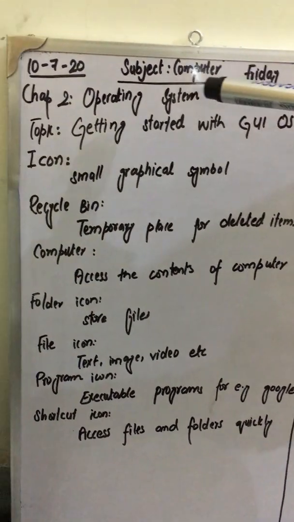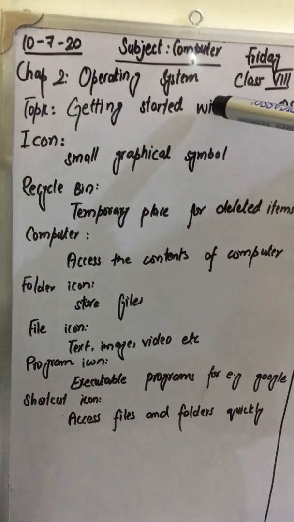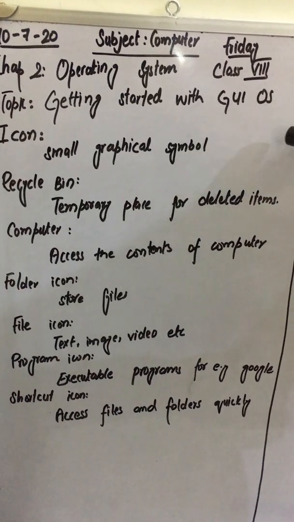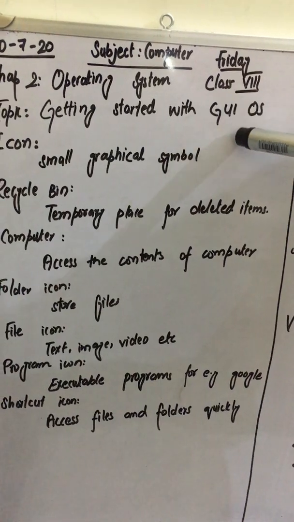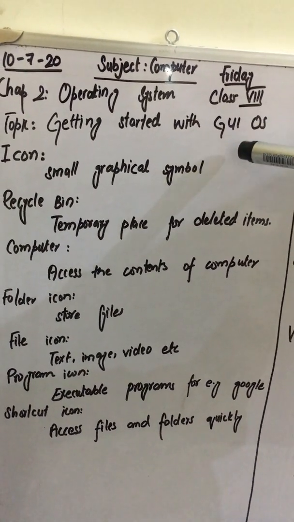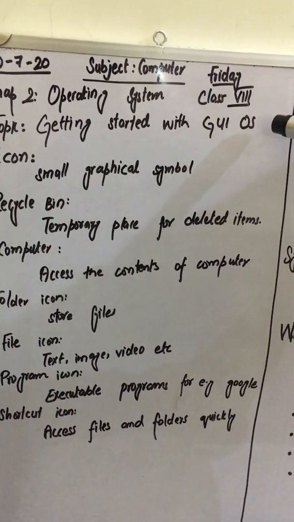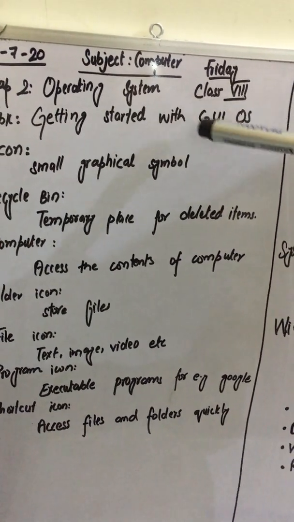This is your computer science lecture and we are doing chapter number 2, fundamentals of operating system. Our today's topic is getting started with GUI operating system. GUI is graphical user interface operating system. We have already learned what a GUI operating system is and we have gone through its different examples as well: Linux, Windows, etc.